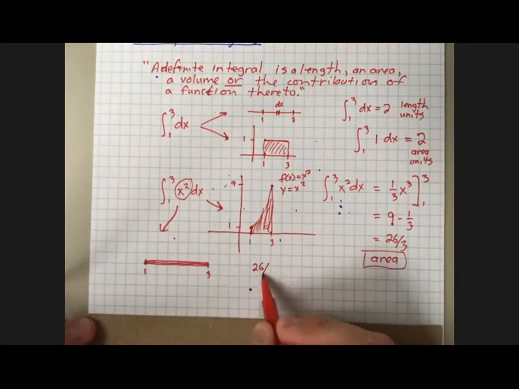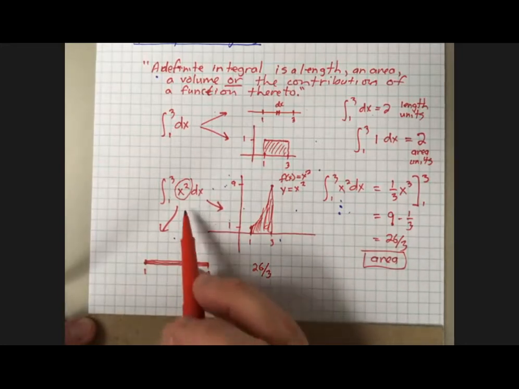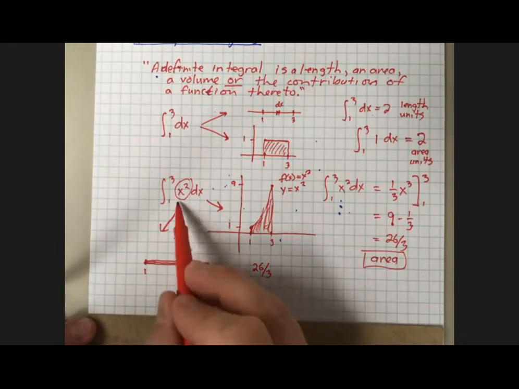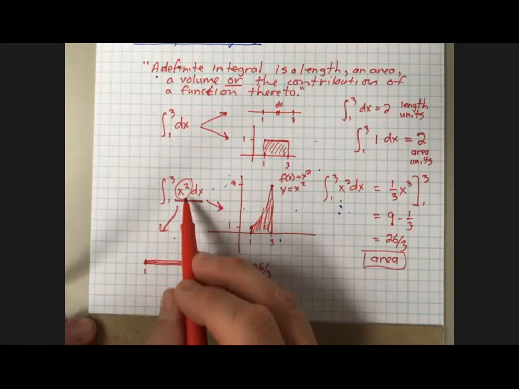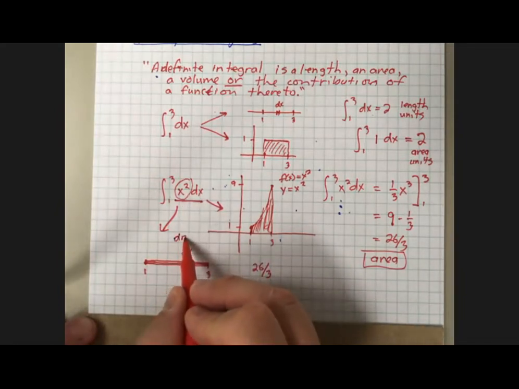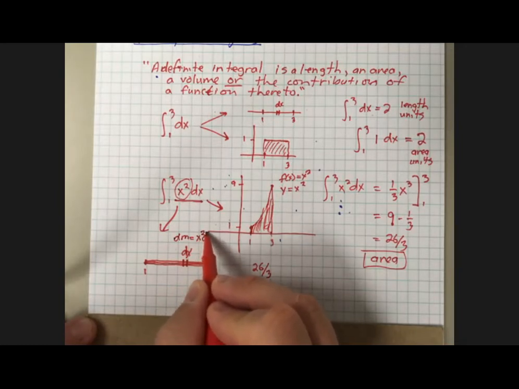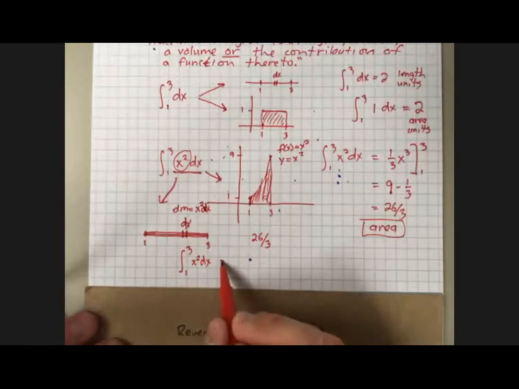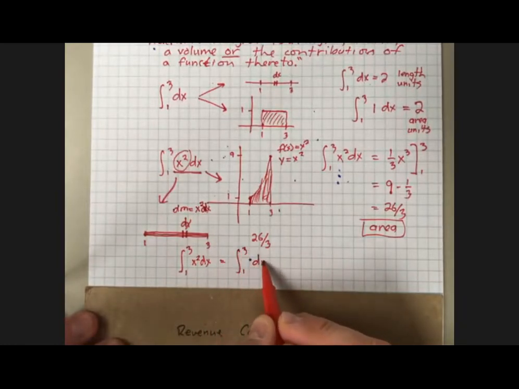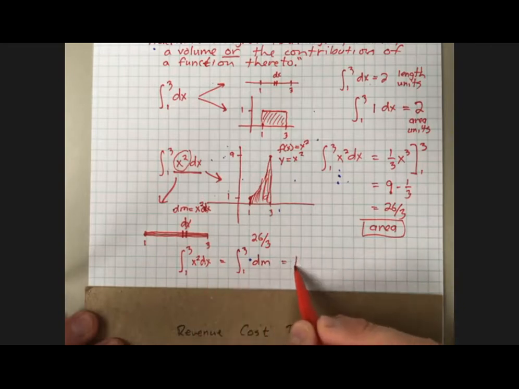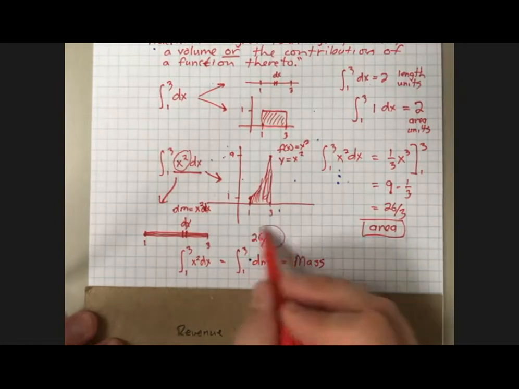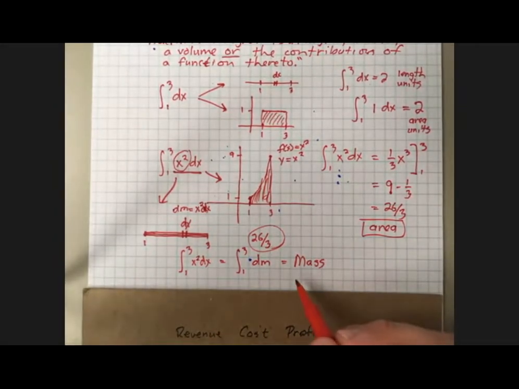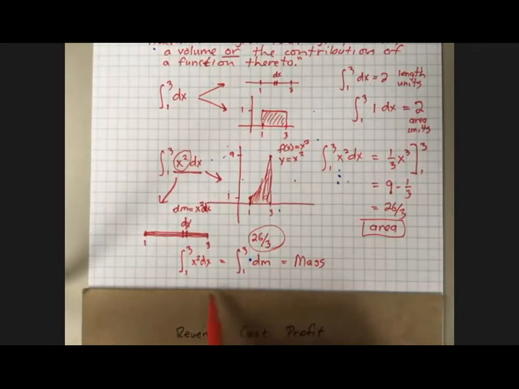Well, now how do you understand this 26 thirds? This 26 thirds is cutting the rod up into little pieces dx and using x squared dx as what? The mass of that little piece. So dm is x squared dx. And then when I integrate x squared dx from 1 to 3, I'm actually adding up from 1 to 3 the mass of that rod. And now I know the mass is 26 thirds mass units, whatever mass units are. And from there, I can go to center of mass and things like that all day long.